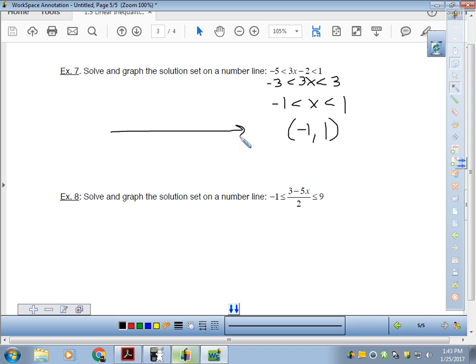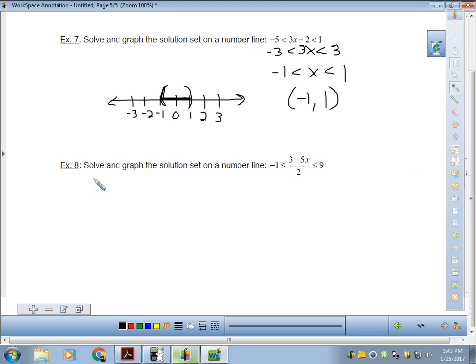Graphing it on a number line. Okay. Let's say this is negative 3, negative 2, negative 1, 0, 1, 2, 3. I want to go from negative 1 to 1. And I want to use parentheses, so I'll have a parentheses here at negative 1. I'll have a parentheses here at positive 1. And then I would just shade this area in between so that I have that interval in between negative 1 and positive 1. So that would be my solution.